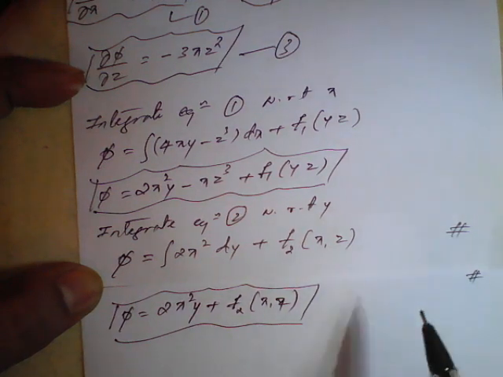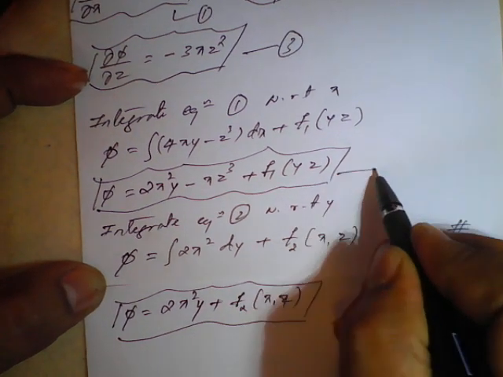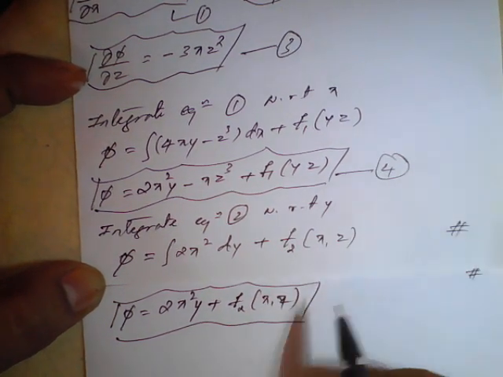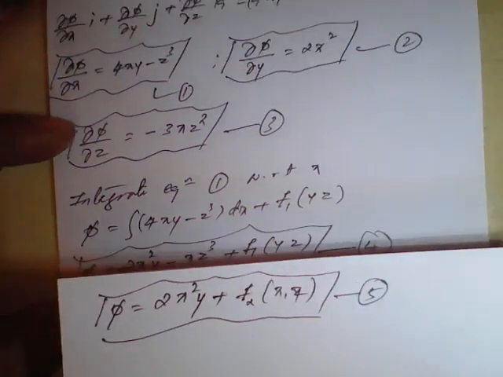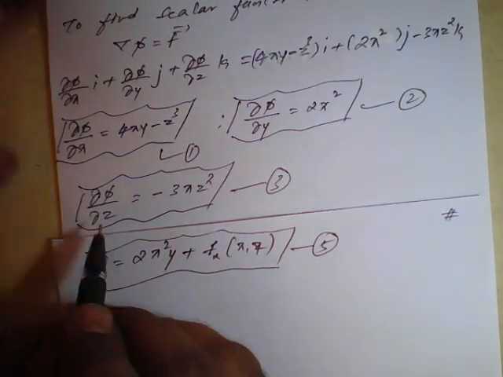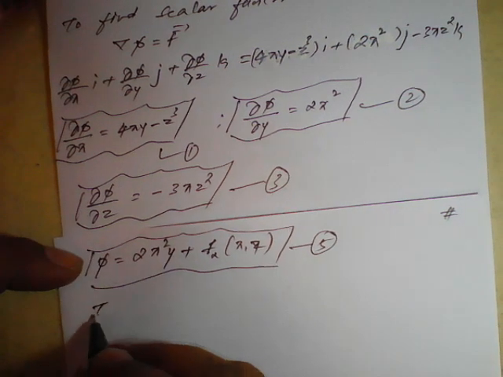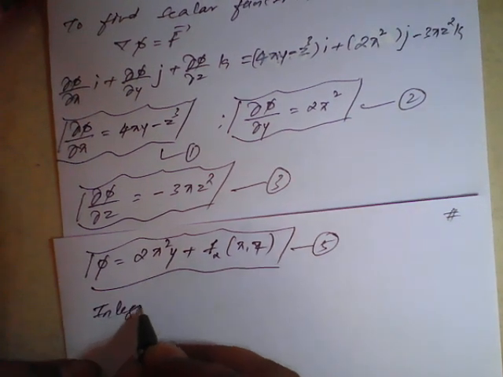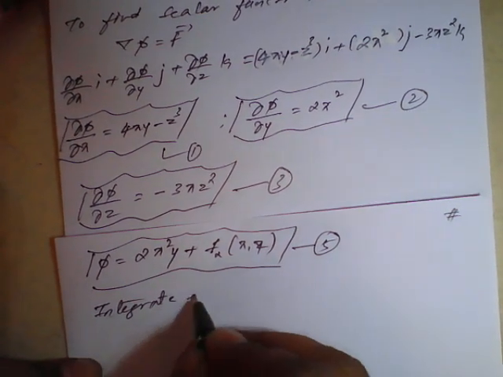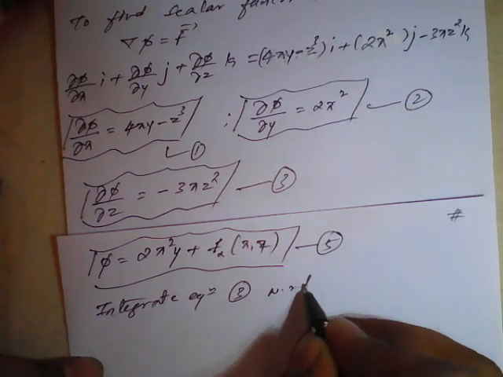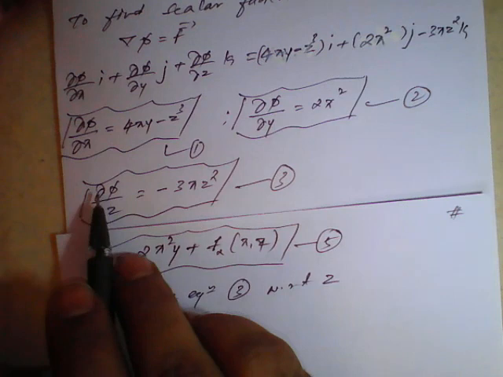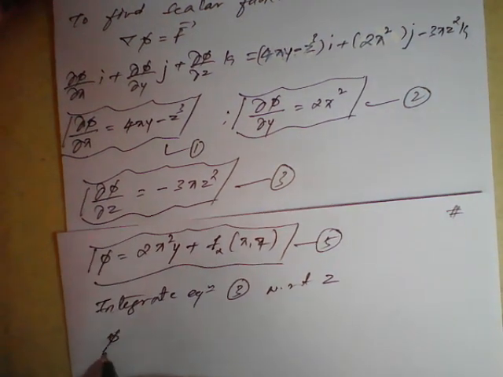So already I have given equations 1, 2, 3. So the first 5 what we got, I will give equation number 4. This is equation number 5. Now I will take equation number 3. So integrate equation number 3 with respect to z. So with respect to z, ∂φ/∂z will become φ.